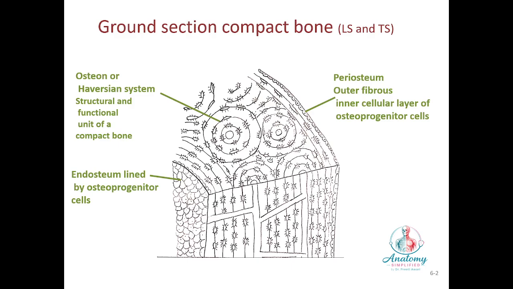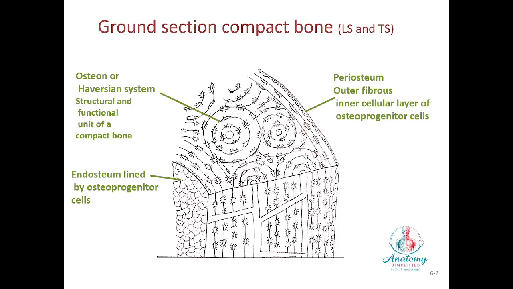We'll begin with microscopic structure of a compact bone. Now, this slide is called a ground section of compact bone. We are going to see the longitudinal section and transverse section together. Now, why do we call it a ground section?